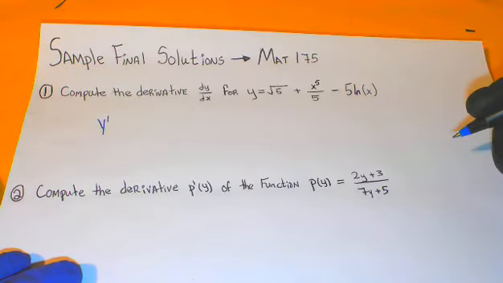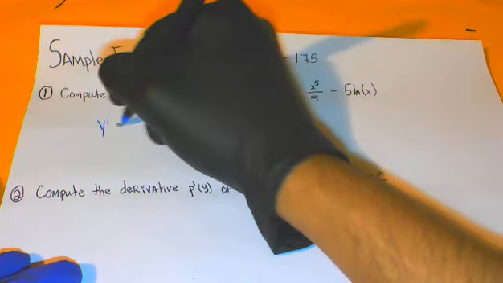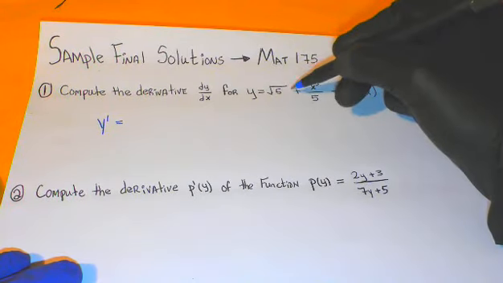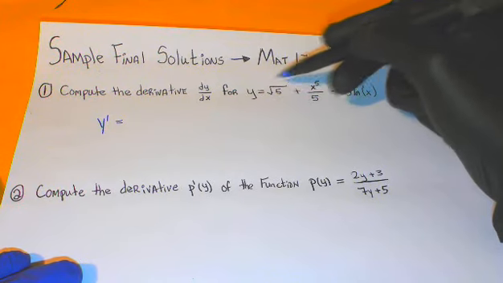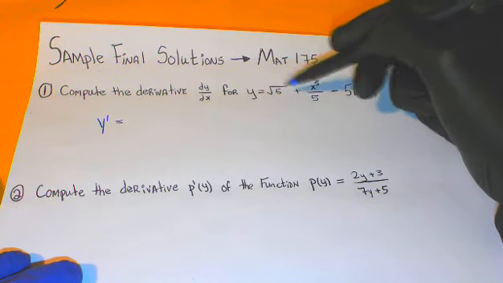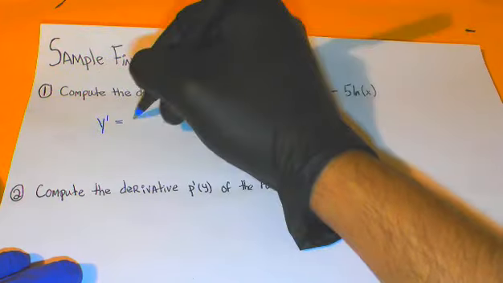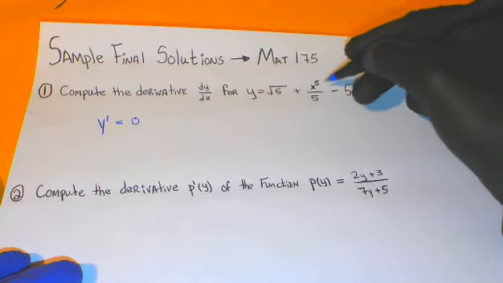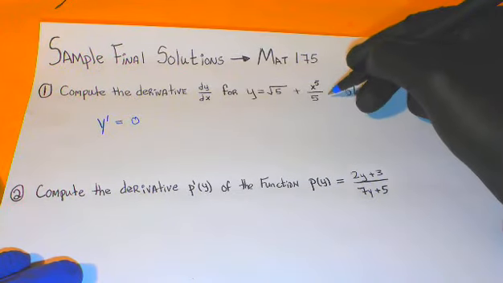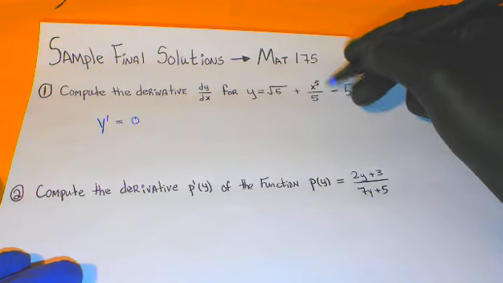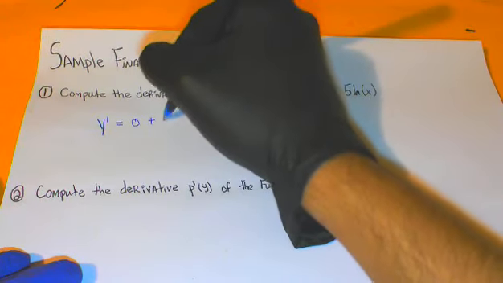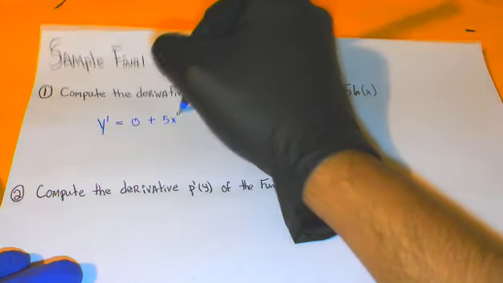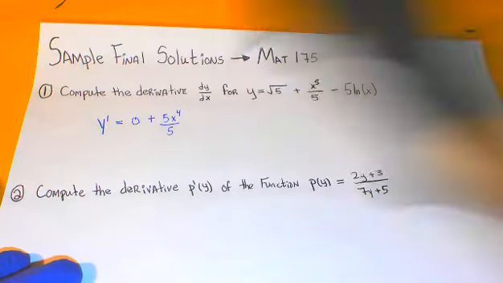We're going to have that y prime is going to equal, well, let's take the derivative of square root of 5. Since the square root of 5 is a constant, it's a number, when you take its derivative, that's going to become 0. If you take the derivative of x to the 5th over 5, you're going to be applying the power rule. So you bring the 5 down, and then subtract 1 from its exponent. So that would be 5x to the 4th over 5.